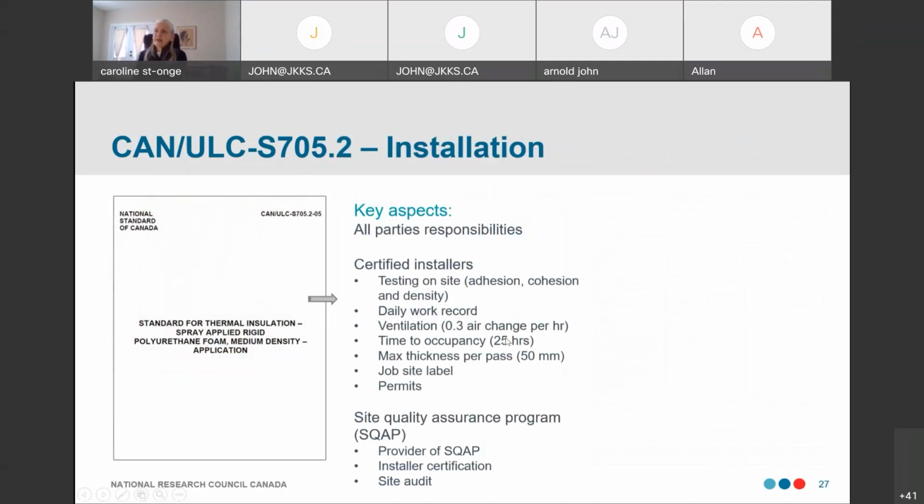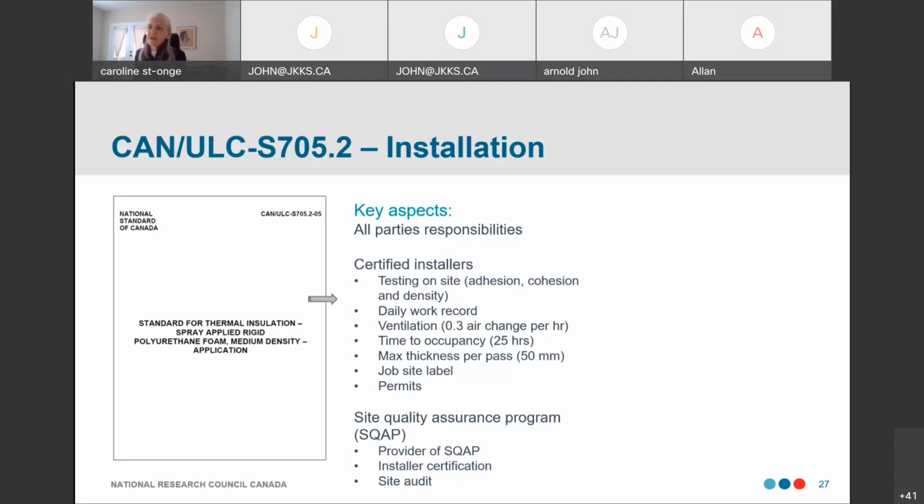With respect to the installation requirements, the standard includes requirements showing the responsibility of all the parties involved in the delivery of that insulation system. The manufacturer's responsibility, the contractor, and the installer responsibility. The certified installers have to do some testing on site. They have to do adhesion test, cohesion, and density. They have to fill out their daily work record.